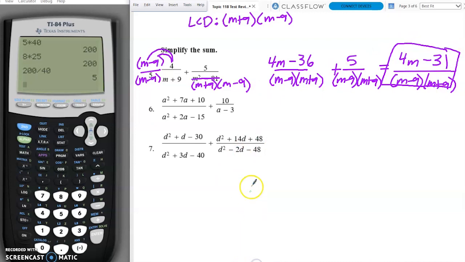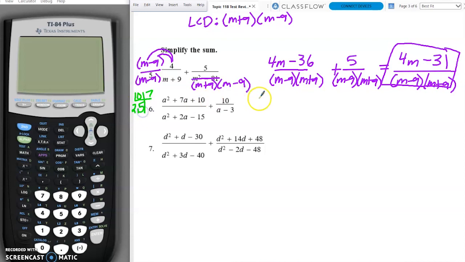Moving on to number 6, let's switch colors. We'll do this one in green. So for number 6, since I have a trinomial in the numerator, I want to go ahead and try to factor him as well. And the reason we want to do that is because if there's any like terms between this numerator and denominator, I can go ahead and cancel it out and not have to deal with it for my least common denominator. So a squared plus 7a plus 10, we can go ahead and do a chi chart to factor him.